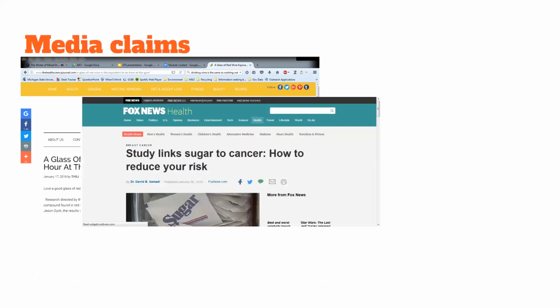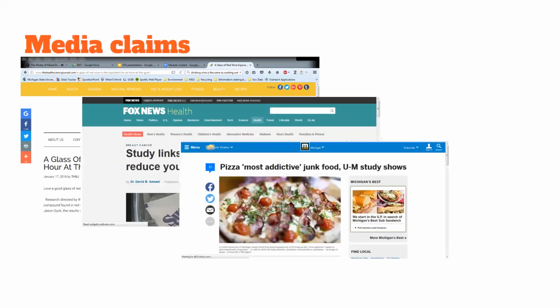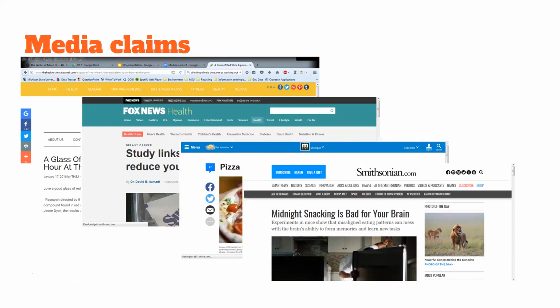So the media claims topics included that a glass of wine is the equivalent to an hour at the gym, that sugar causes cancer growth, that pizza is the most addictive junk food, and that late night snacking damages memory.